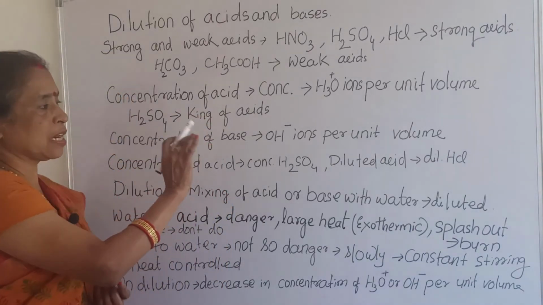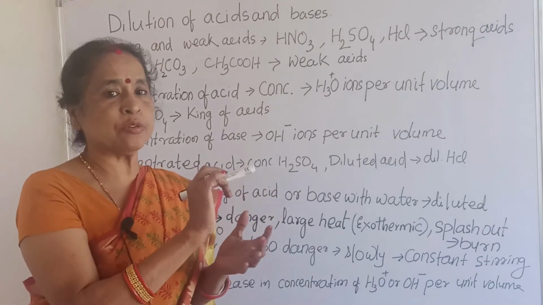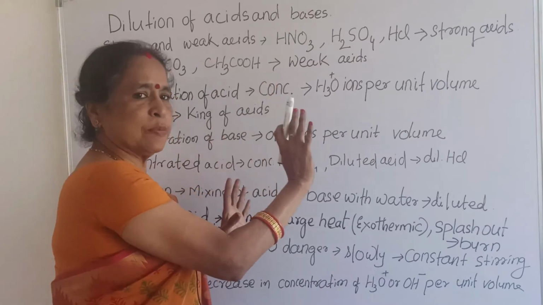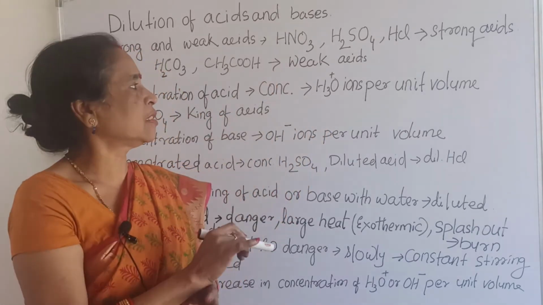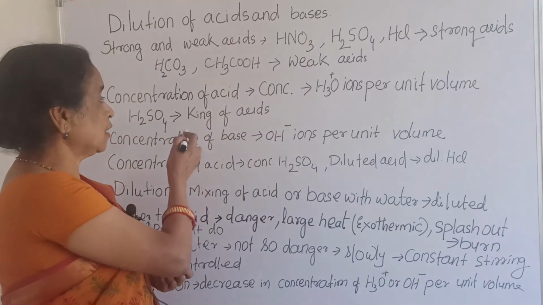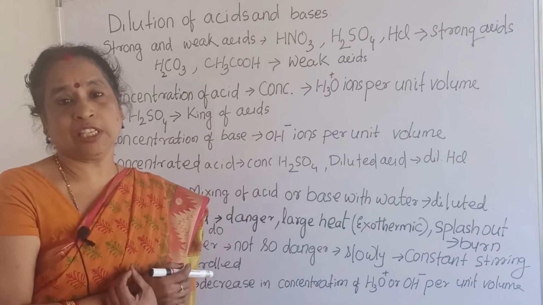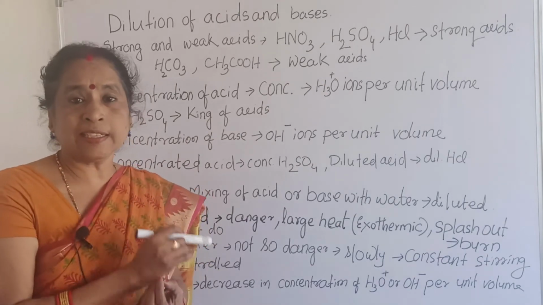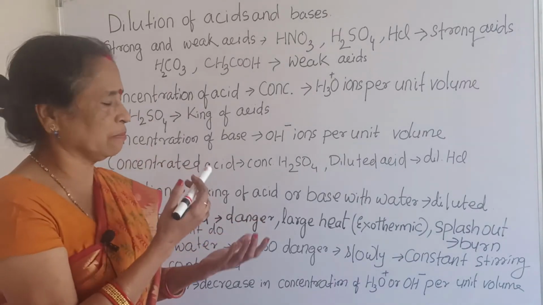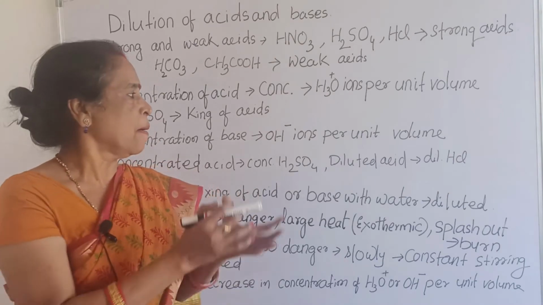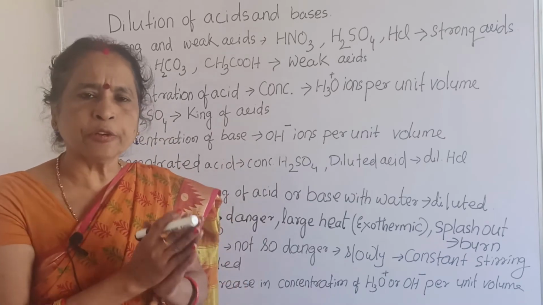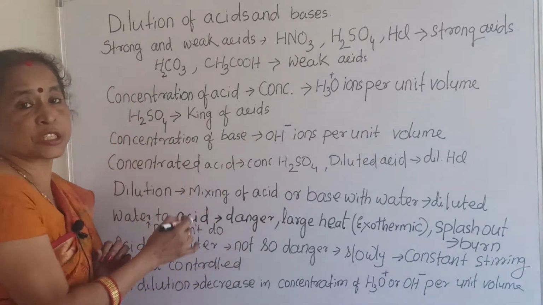Now concentration of acid means conc., and only in 10th class we should know that much, sufficient: H3O plus ions per unit volume. Now you know sulfuric acid is known as the king of acids. Now see what is its power. Sulfuric acid is known as king of the acid. Now concentration of base is the same: OH minus ions per unit volume. What amount of OH minus is present per unit volume, that is known as concentration of base.